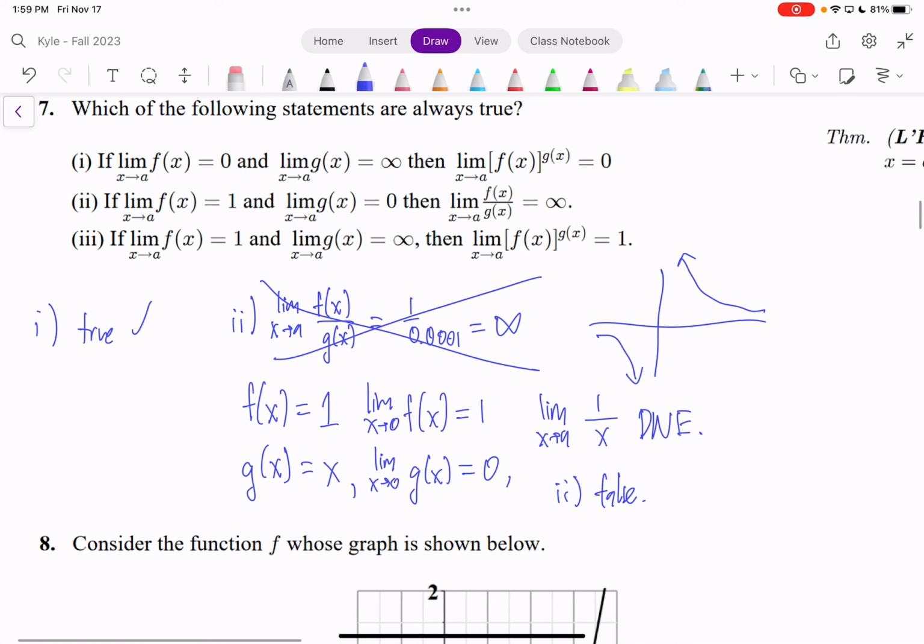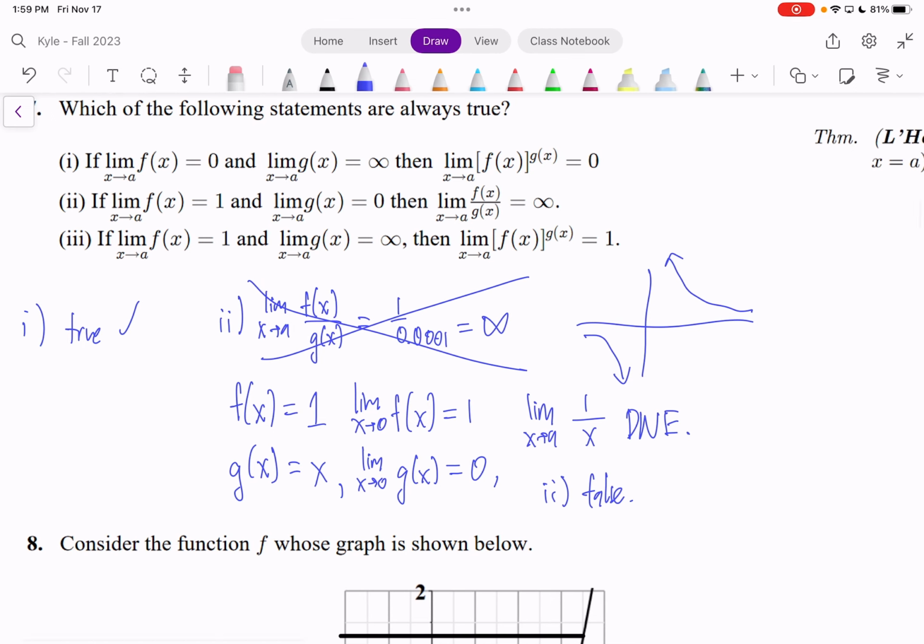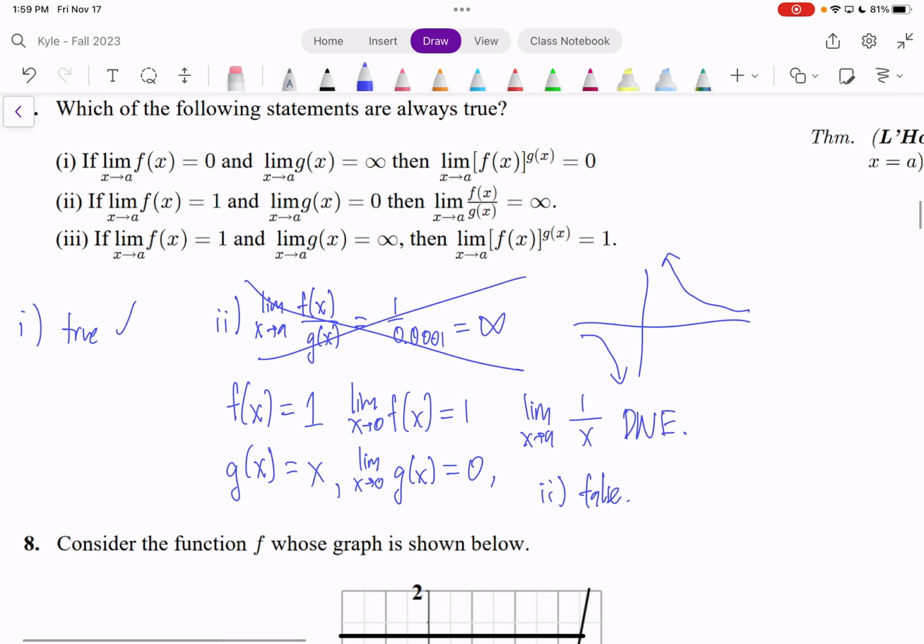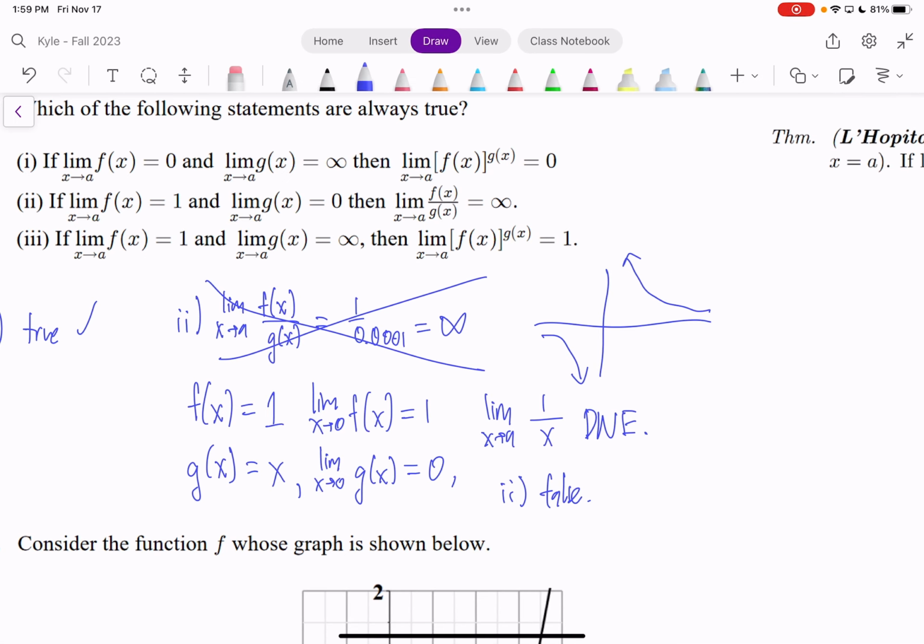Okay, now what about 3? Can we think of either an example that might show that it works or a counterexample to this one? Take a look. An idea? 1 raised to infinity is not 1. I'm sorry? 1 raised to infinity is not 1. Well, why is that? I'm asking, do you have an example to show why this wouldn't be true?